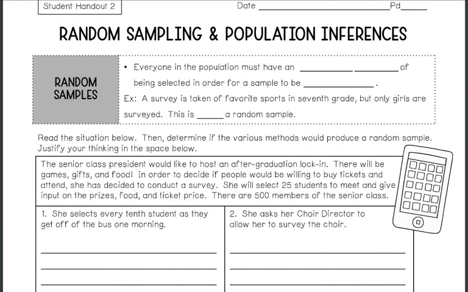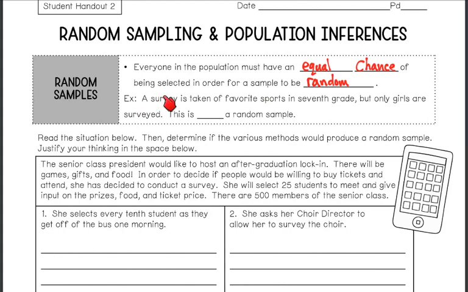We're going to go through random samplings and population inferences today. And so with that, it says here, first off, some random samples. We got to get a definition for that. In order for it to be a random sample, everyone in the population must have an equal chance of being selected in order for the sample to be random. So what that means is everybody needs a chance to be selected. You can't be specific and only select people that would benefit your statistic. Everybody needs an equal chance.